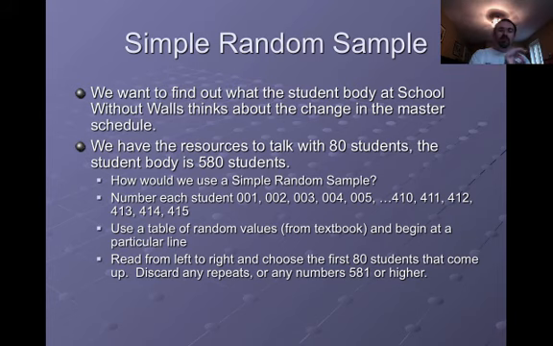Then we just use a table and begin at a particular line. Any line will do as long as we arbitrarily choose it. We don't always want to start at the same line, but as long as we arbitrarily choose a starting point, it's going to be okay. We're going to read from left to right, choose the first 80 students that come up. We'll discard any repeats or any numbers bigger than 580. Once we have our 80 students, we'll stop. And that's it. That's a simple random sample.